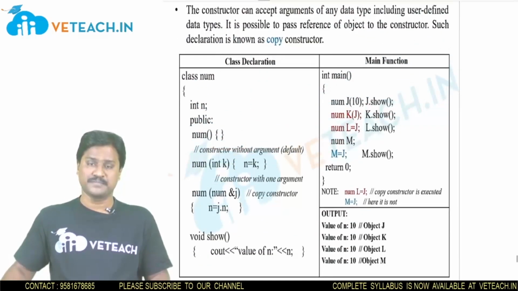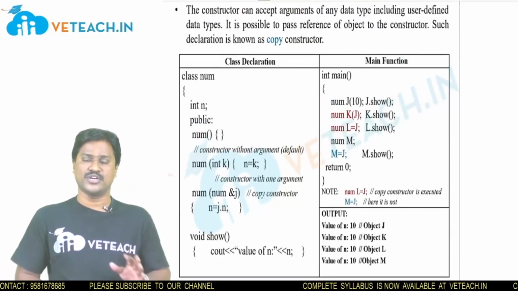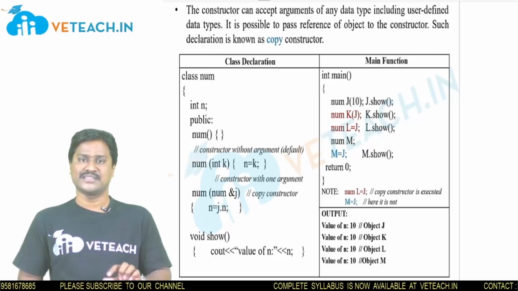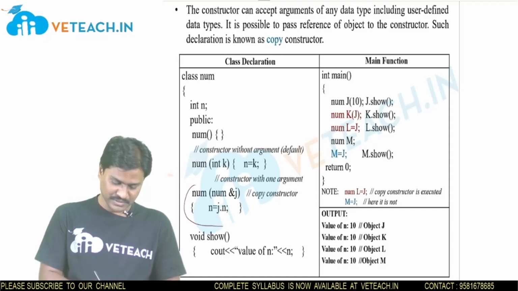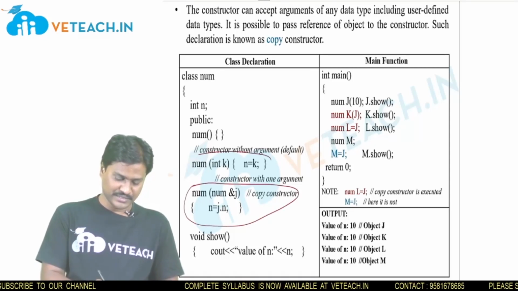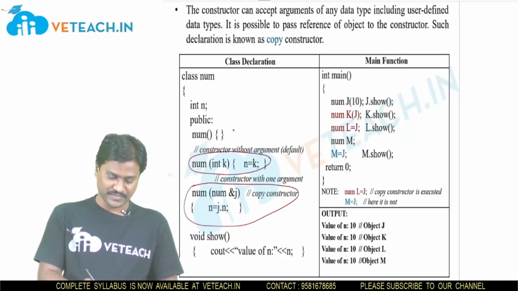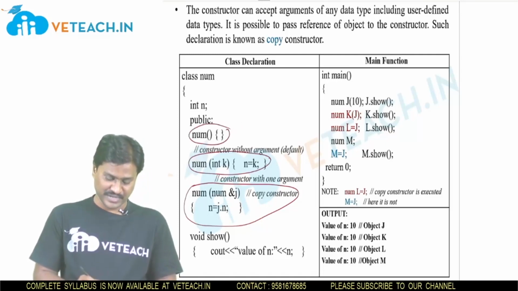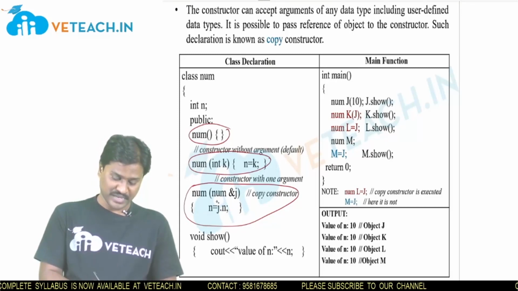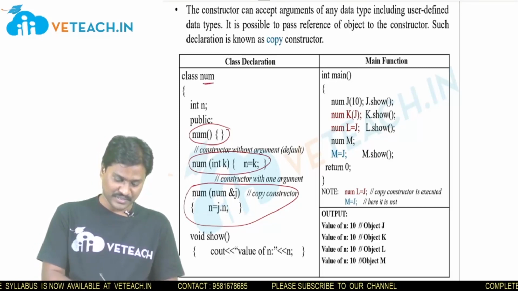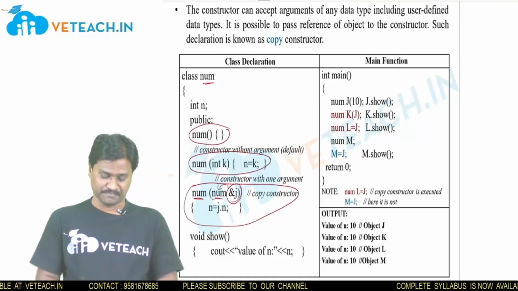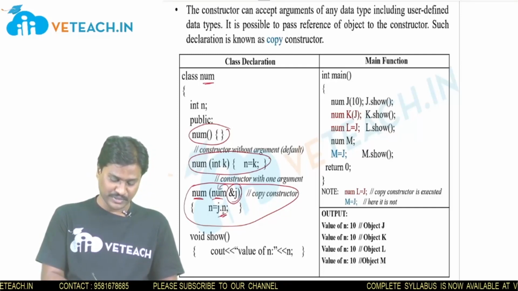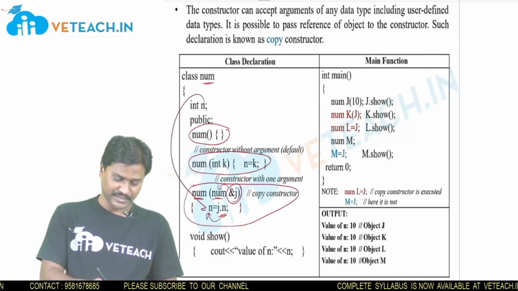Coming to the copy constructor, we are passing an object of the same class as a parameter to the constructor of the class. Just like here, this is the copy constructor, this is a constructor with one argument, and this is the default constructor. Here the class is num, the constructor name is num, and I am passing one object, that is, the address of an object of type class num, and I am assigning this value to the variable n in this class.